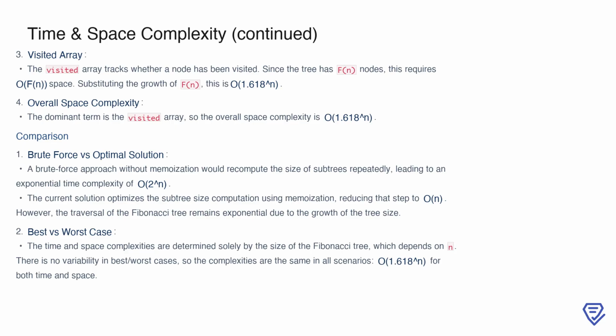A brute force method without memoization would repeatedly compute the size of subtrees, resulting in an exponential time complexity of 2 to the power of n. By using memoization, we reduce the subtree size computation to O(n). However, the exponential growth of the Fibonacci tree size still dictates that the overall time complexity remains O(1.618^n). Similarly, the space complexity is dominated by the size of the visited array, making it O(1.618^n) as well. It's important to note that the time and space complexities are consistent across all cases, as they are determined solely by the size of the Fibonacci tree.